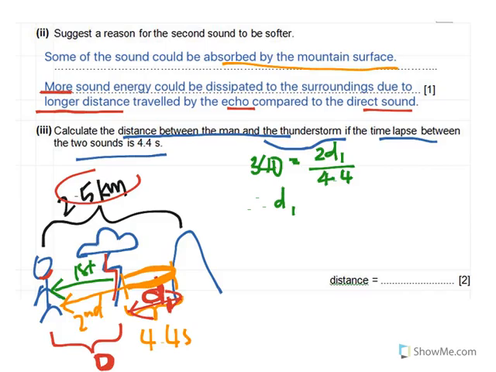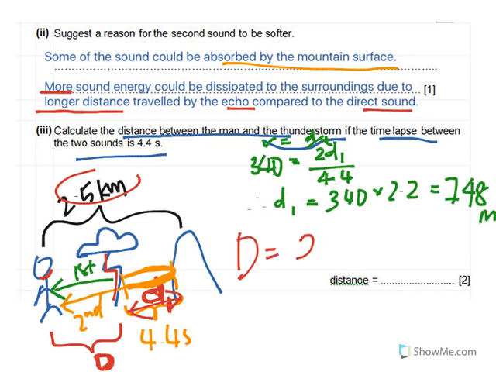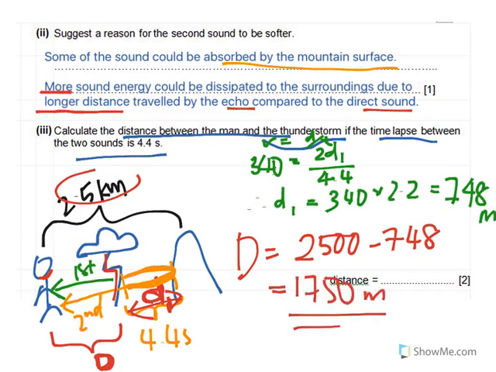So I take it as the speed is equal to the distance over the time, and so I have 340 equals 2 d1 over 4.4, and so d1 is equal to 340 multiplied by 2.2, 748 meters. And so now I can find big D, which will then just be 2.5 kilometers minus 748 meters, and that gives me 1750 meters, and this is to 3 SF. So all our answers we leave to 3 significant figures.